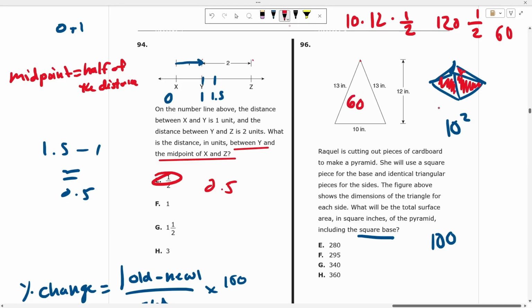I know that I have 4 of the sides because a square pyramid is going to have 4 triangles, 4 sides, right? Because they all start from the 4 sides of the square. So I have 60 times 4 plus 100, which is going to be 240 plus 100, which is going to be 340, or choice G for 96.